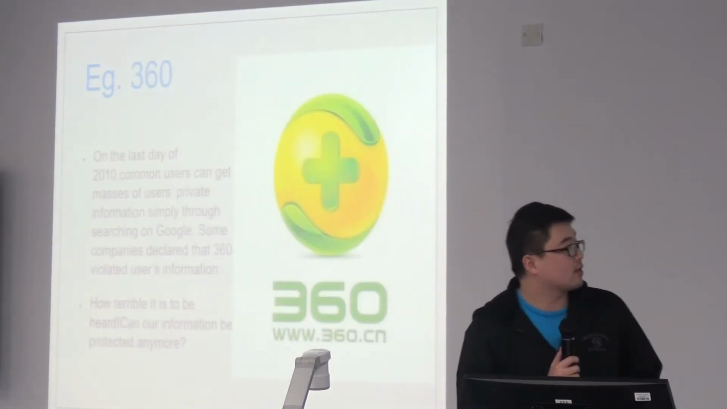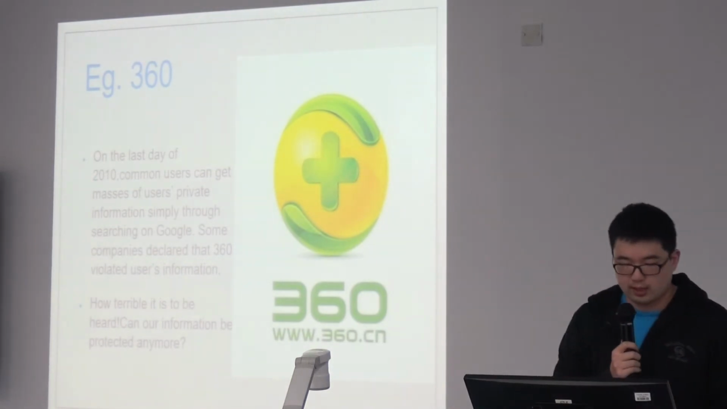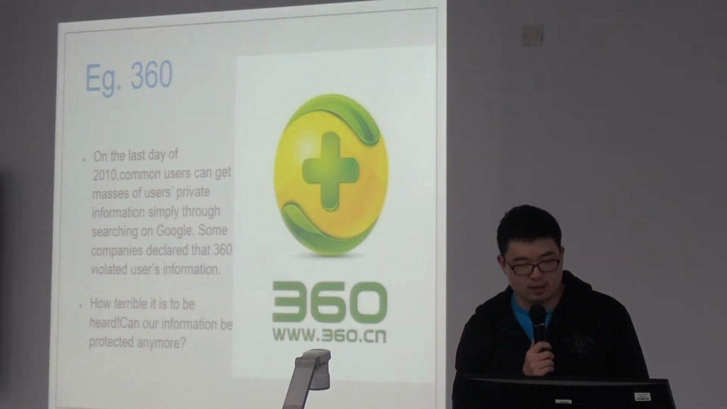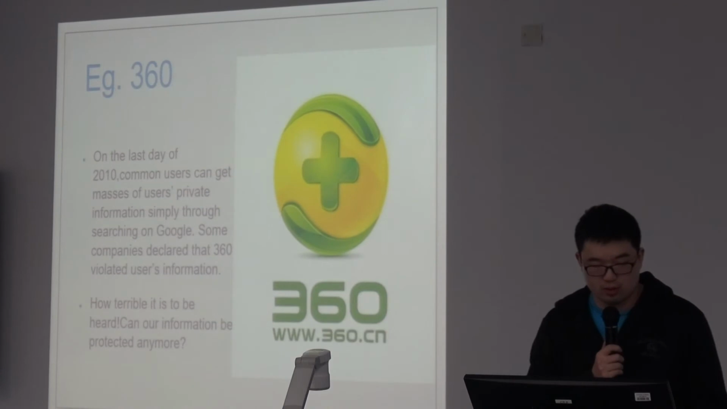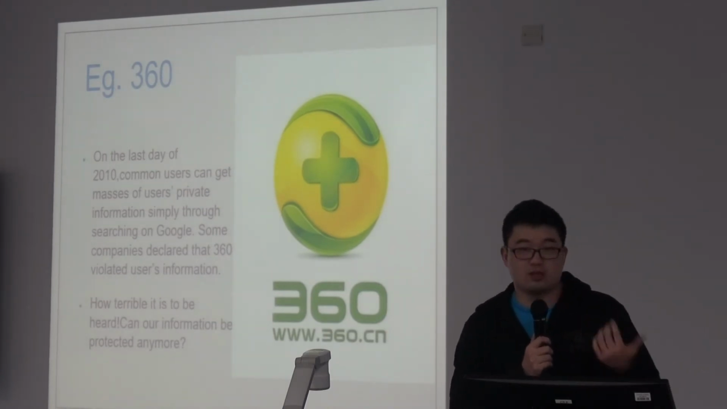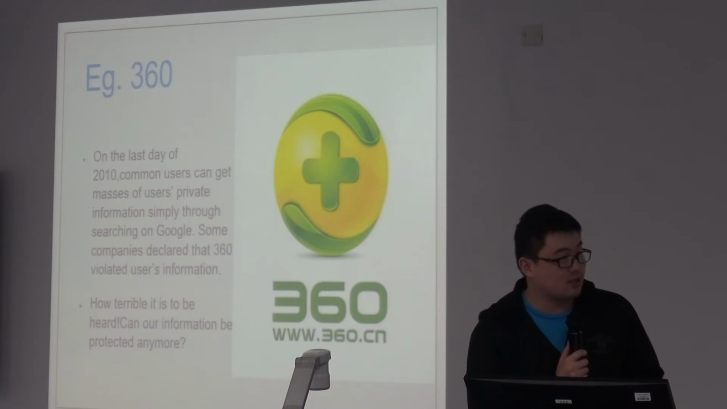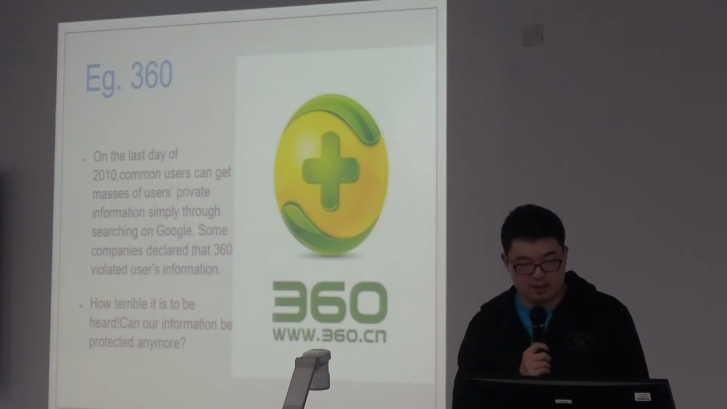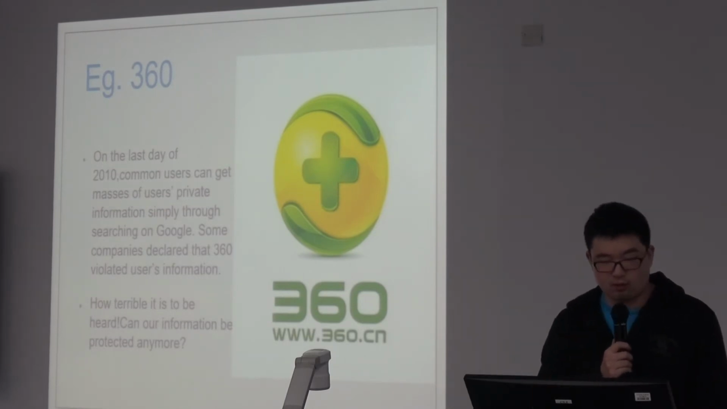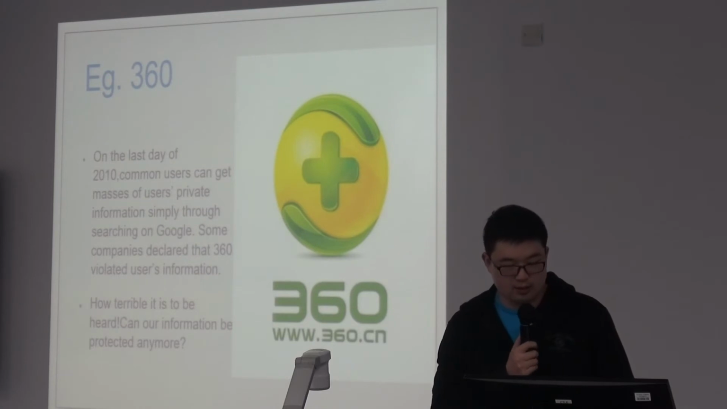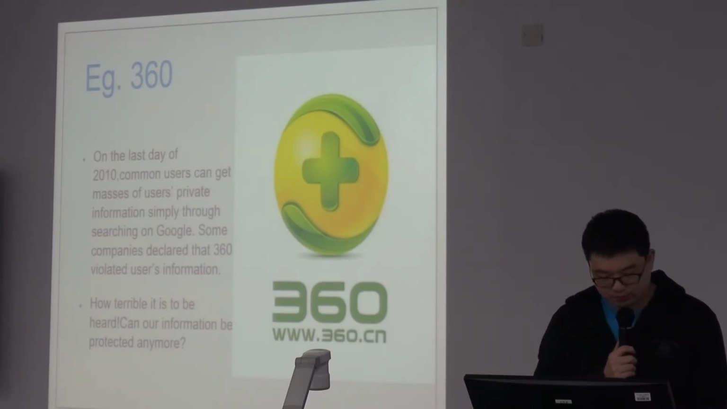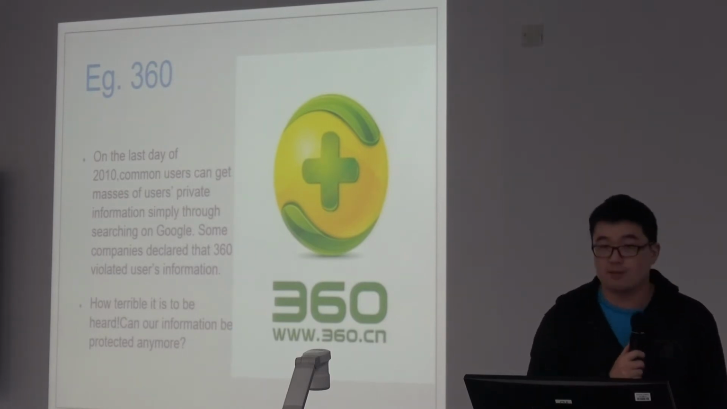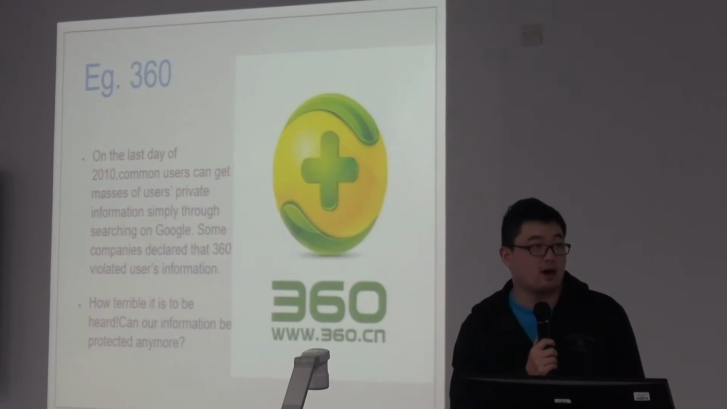Another example is 360. On the last day of 2010, common users could get masses of users' private information simply by searching on Google. You can just search on Google to find people's information about 360 on the website. Some companies declared that 360 violated users' information. This is very terrible, and if companies still do like that, we cannot protect our information anymore.